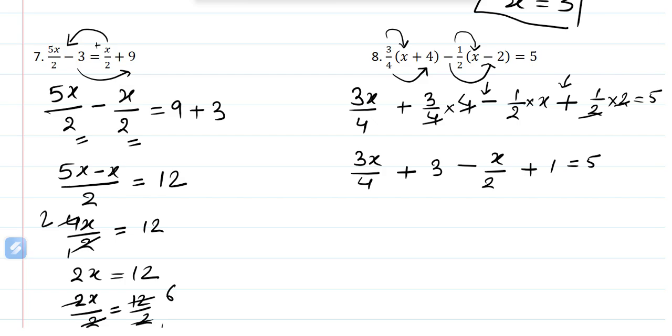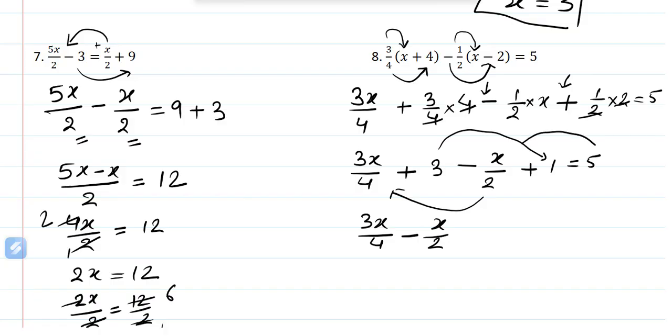So now we have these two with the variables. So we can write 3x divided by 4 minus x divided by 2. So this 3 and 1 is 4. And then we finally shift to the right hand side. So you can simply write here 5 minus 4.